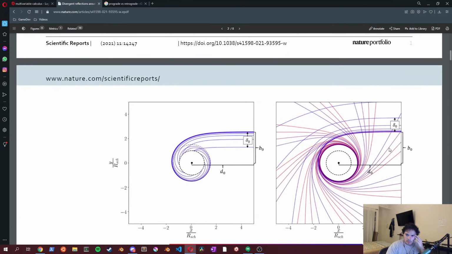Damn, is that the scale that we're talking about here? Does it show?